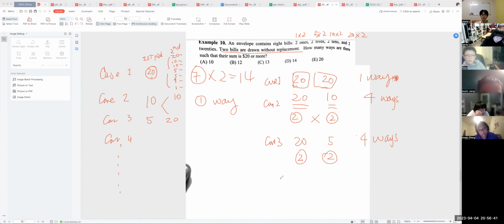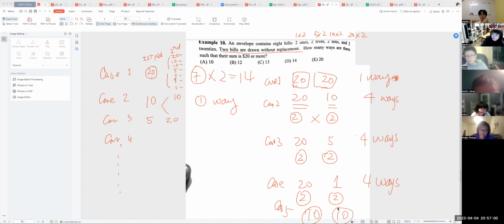Yeah. So now let me move to 20 and 1. Because there are 2 20s and 2 1s, it's 2 times 2 equals 4 ways. So case 5, I have 10 and 10. June, again, when 2 numbers appear at the same time, there is only one way, because it doesn't matter which one you pick up first. You only have one option to get both. So adding all of them together, 1 plus 4 plus 4 plus 4 plus 1 equals 14.